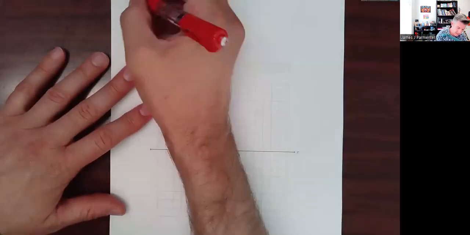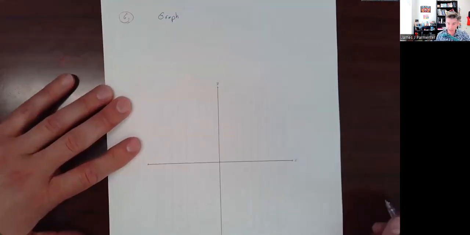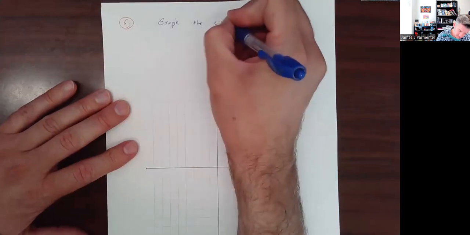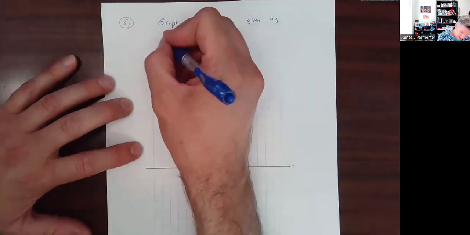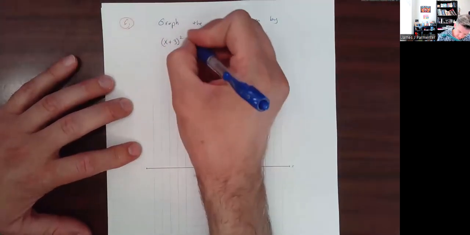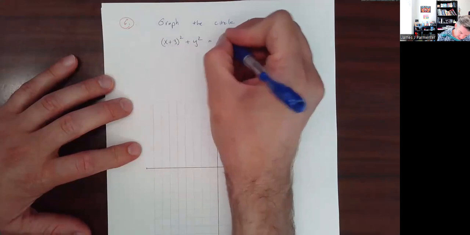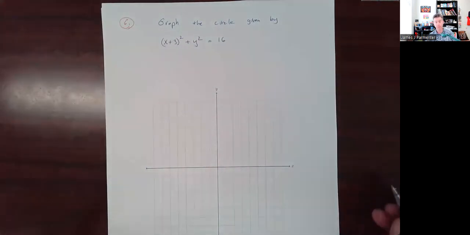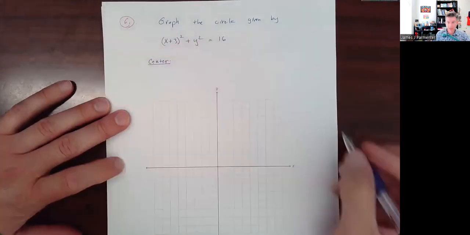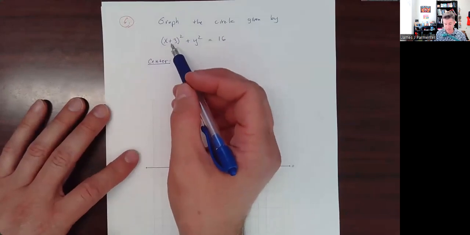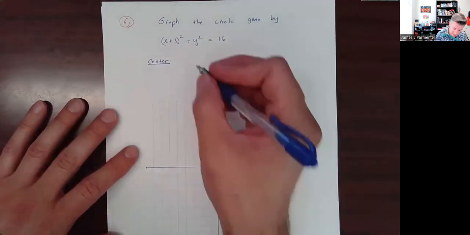Let's say I want to graph, which really means find the center and radius, but graph the circle given by, let's do (x plus 3) squared plus y squared equals, sure, let's go 16. Okay, so first and foremost, the center. I didn't write it this way, but this is technically x minus -3. If you want to think of it that way, you can think of the x coordinate being -3.